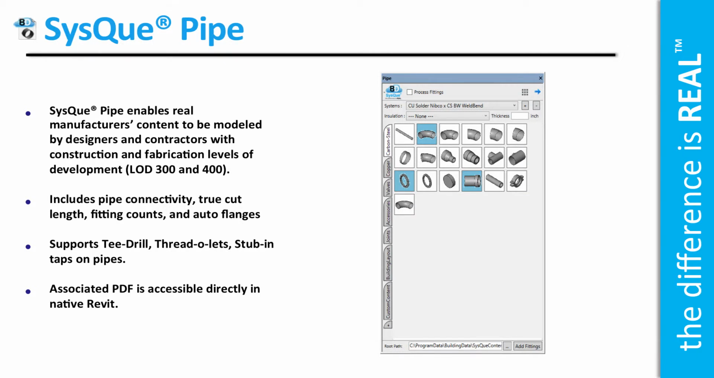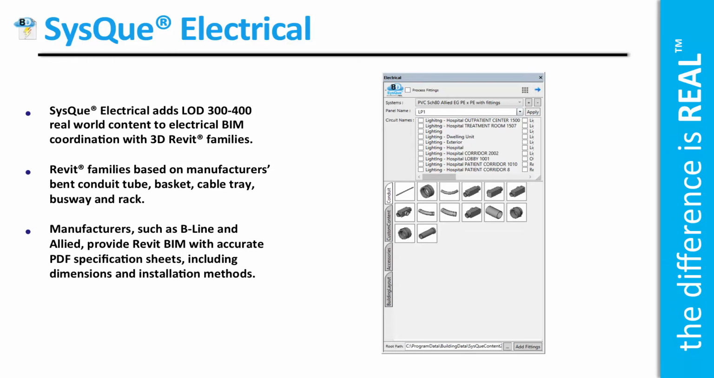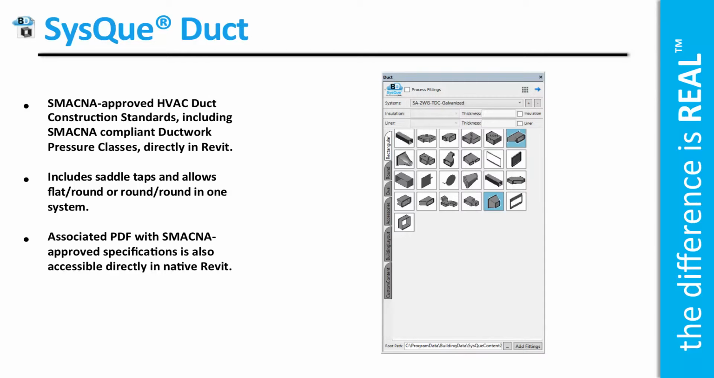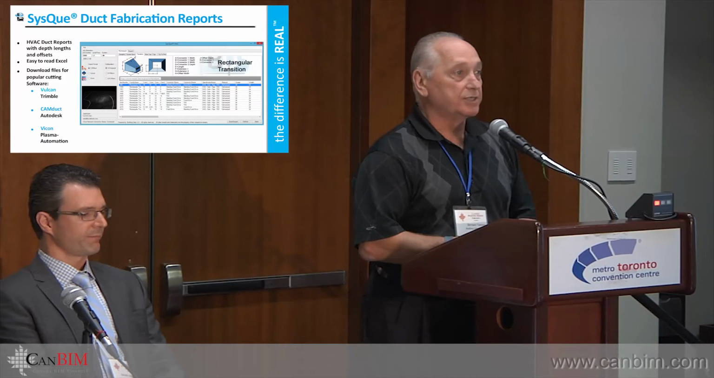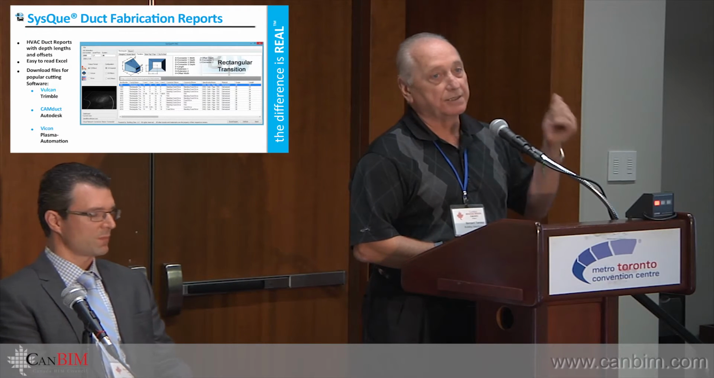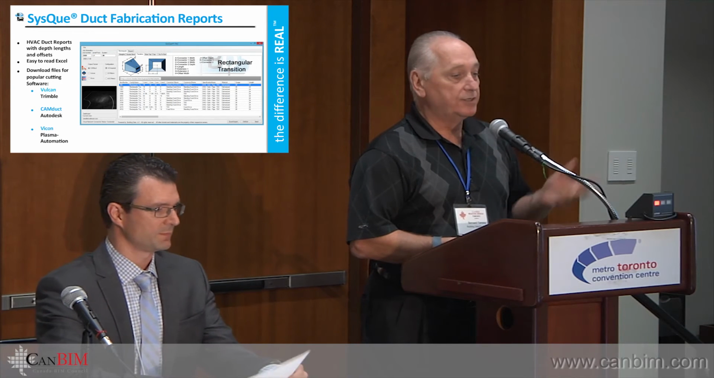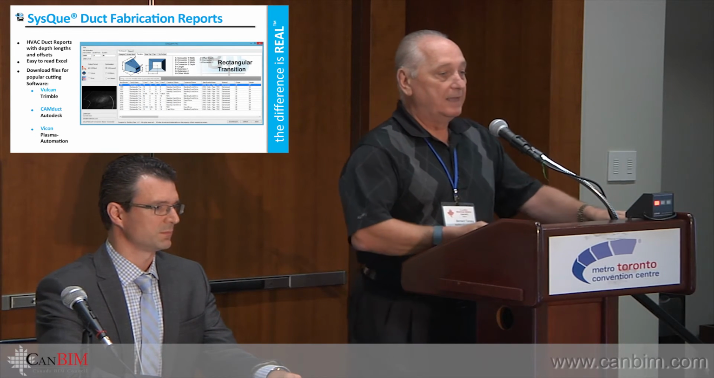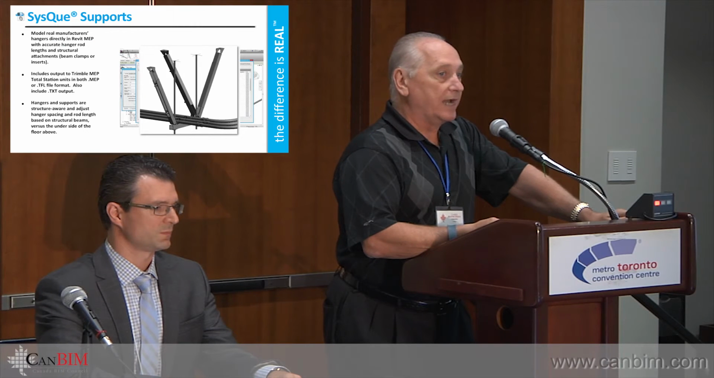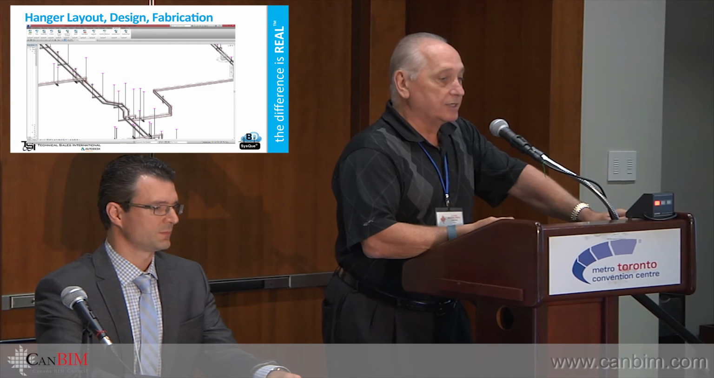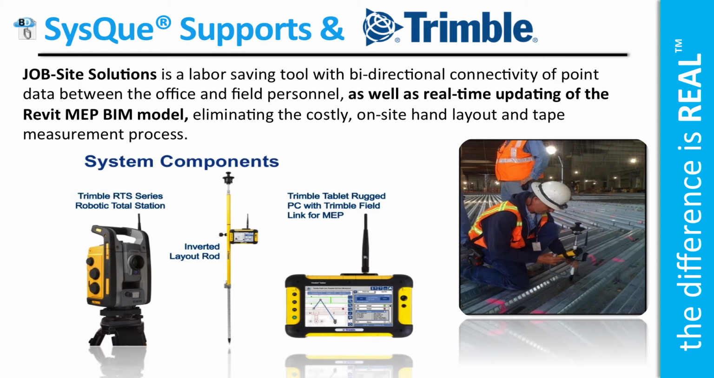So there's several components to Siskiyou. There's a piping component, there's an electrical component, there's a duct component. We have fabrication reports, and we can send it out to plasma cutters. We send it out to the Vulcan cutting system, the cam duct system, and to the Vicon plasma cutting system. We do supports. We take these supports, these anchors, and send them right out to our Trimble machines. You can see right there, there's a hanger layout, design and fabrication. And again, sending that out to the Trimble partnered machines.